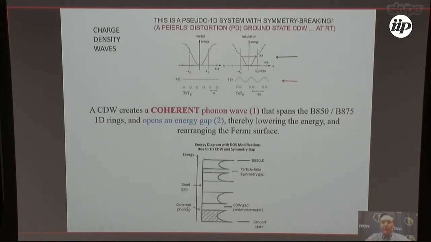We've got our coherent phonon, here's our charge density wave gap, and here's the reflection of that in the particle-hole symmetry gap. So we basically got voids here, here, and here in our density of states.